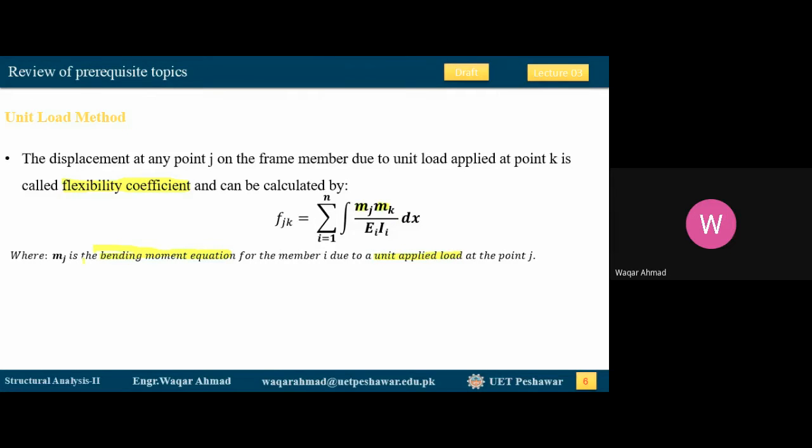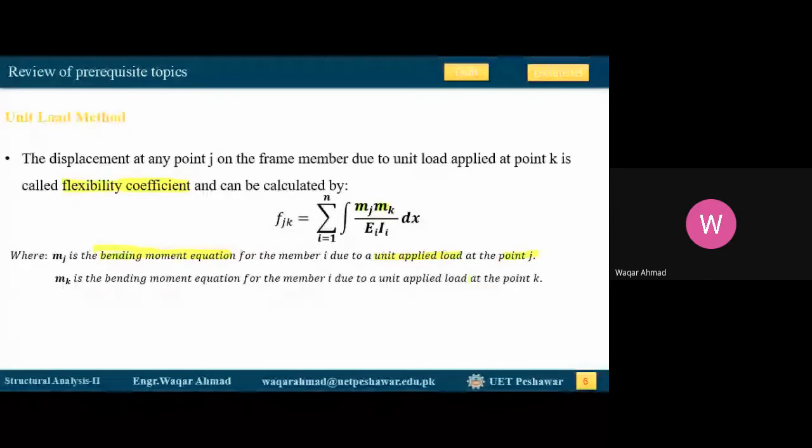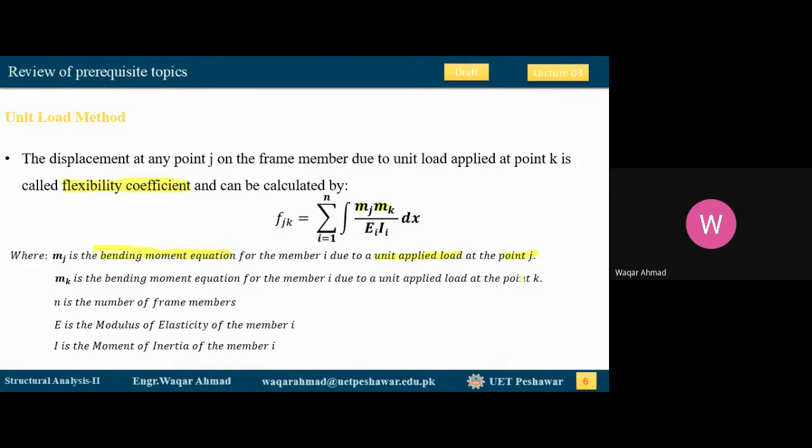So mj means the bending moment equation when the unit load is applied at the point J, and mk means when the unit load is applied at the point K. I'll make it more clear through a problem which we will be solving. The remaining things are the same as on the previous slide.